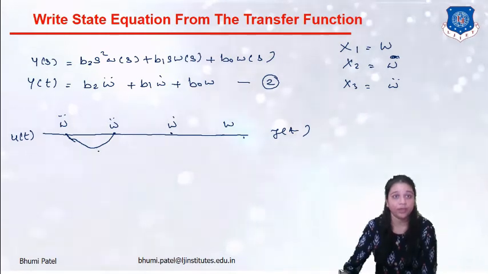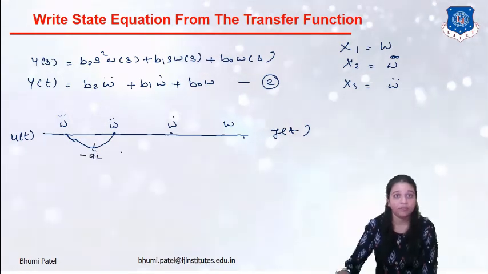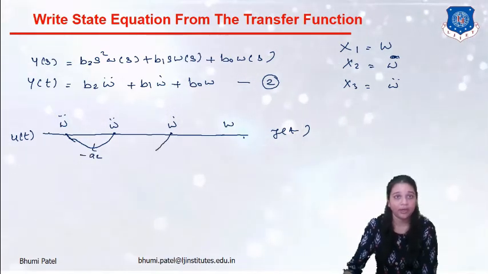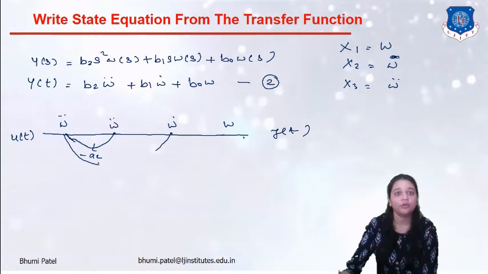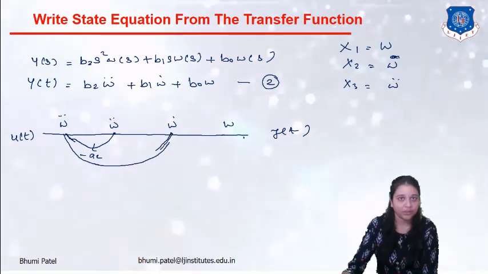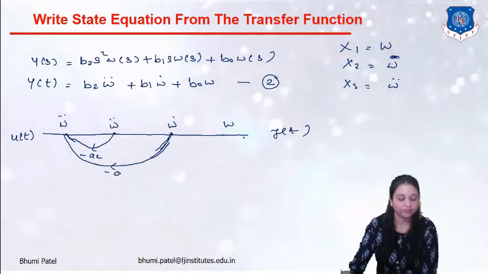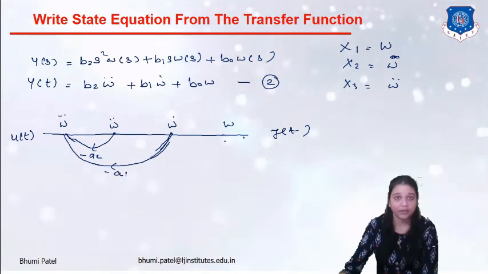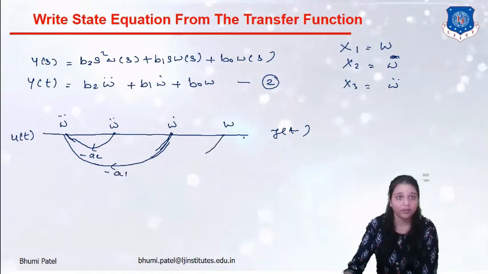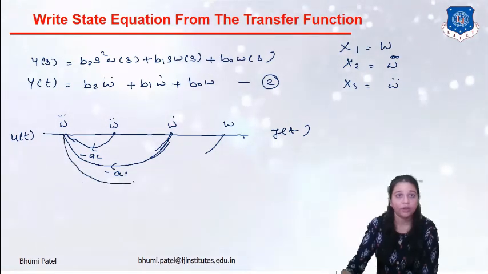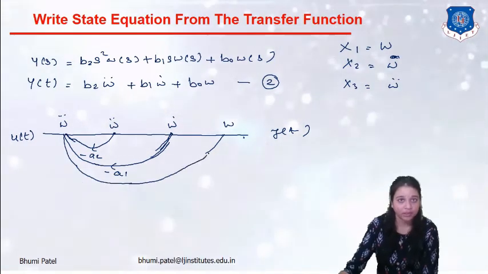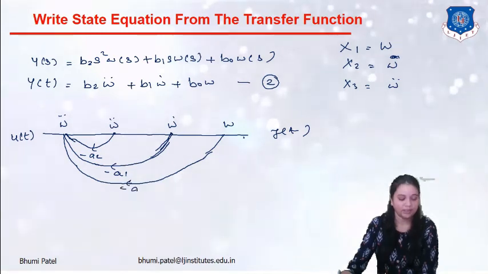Okay, so we can put here minus a2. Same for starting with the w dot and ending with the w3 dot, and the coefficient is minus a1. And starting with the w and ending with the w triple dot, this coefficient is minus a0.